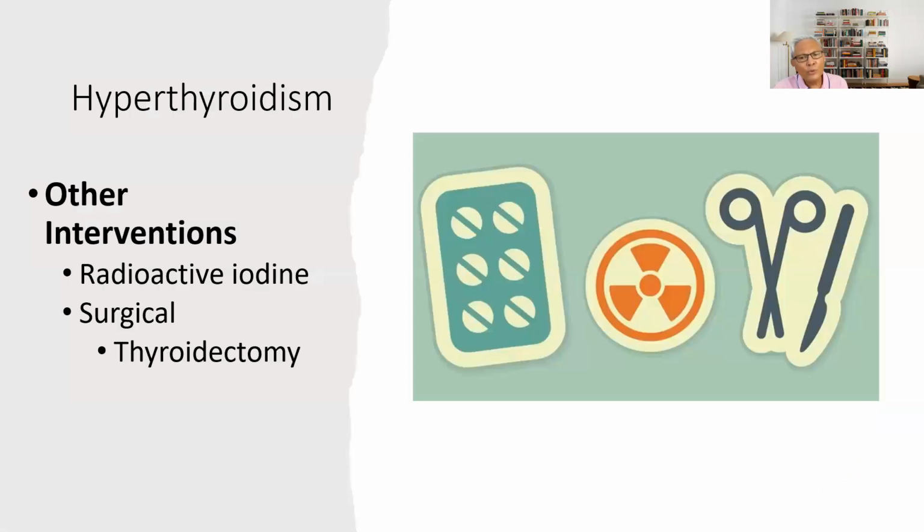Okay, let's now go to the other interventions, other than medications, to treat hyperthyroidism. And they include radioactive iodine or surgical treatment. So let's take a look at radioactive iodine. So how is this done? Well, we actually destroy the thyroid gland over time, and it is going to be a permanent cure compared to medications.